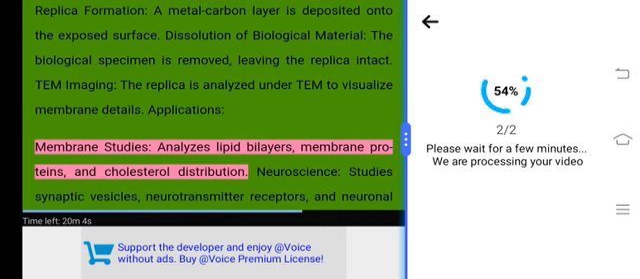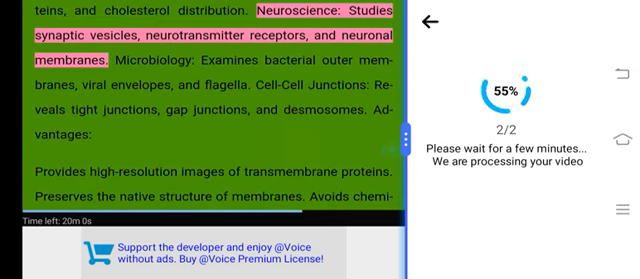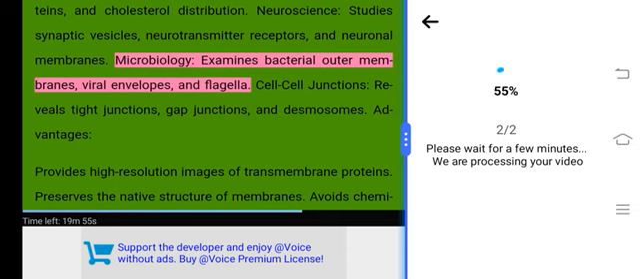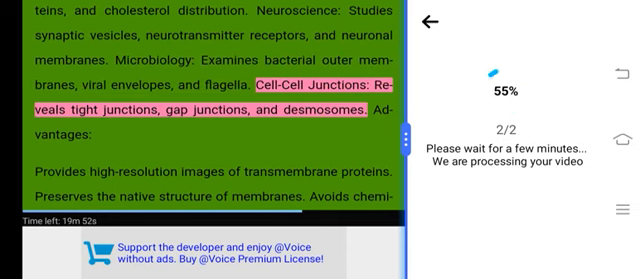Applications. Membrane studies: analyzes lipid bilayers, membrane proteins, and cholesterol distribution. Neuroscience: studies synaptic vesicles, neurotransmitter receptors, and neuronal membranes. Microbiology: examines bacterial outer membranes, viral envelopes, and flagella. Cell junctions: reveals tight junctions, gap junctions, and desmosomes.